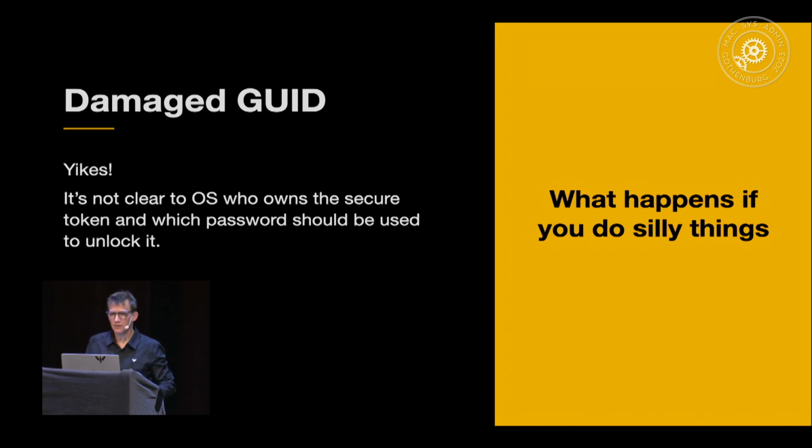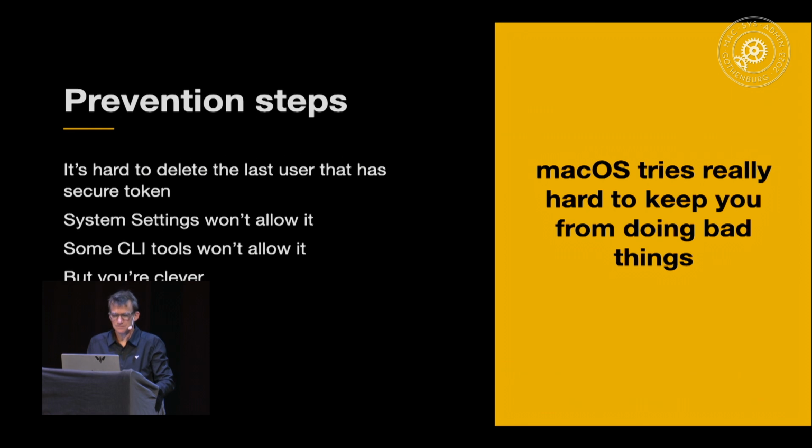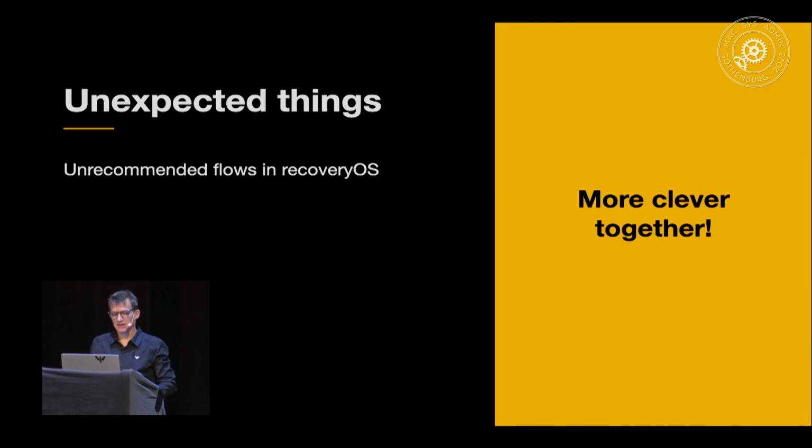If you've got weird workflows and you're trying to be clever, you might damage your GUID. macOS tries really, really hard to prevent you from doing bad things. It's really hard to delete the last user if that user has secure token. System settings won't allow it. Some command line tools won't allow it, but you're really clever.